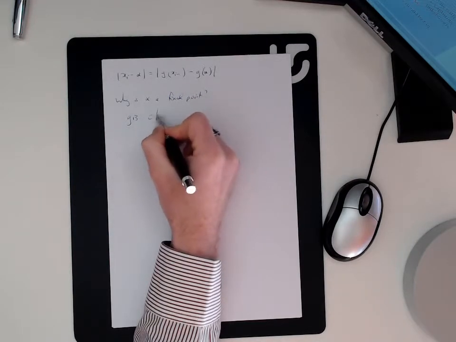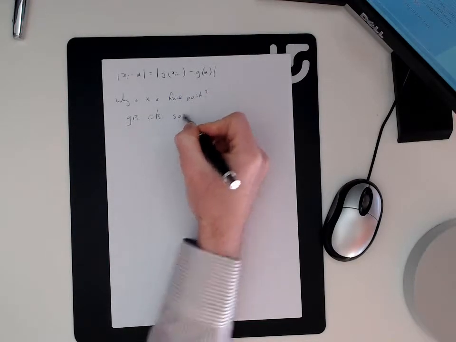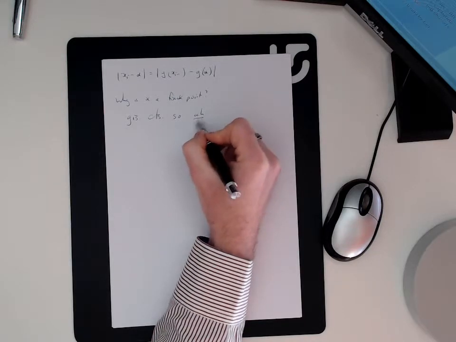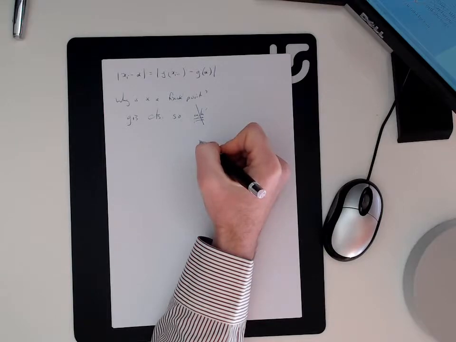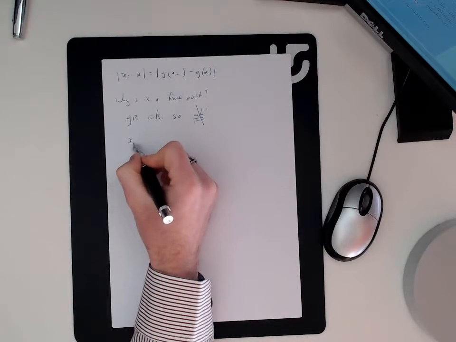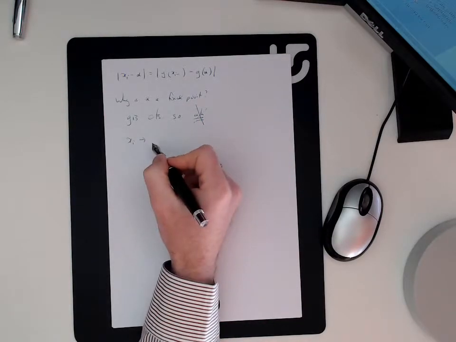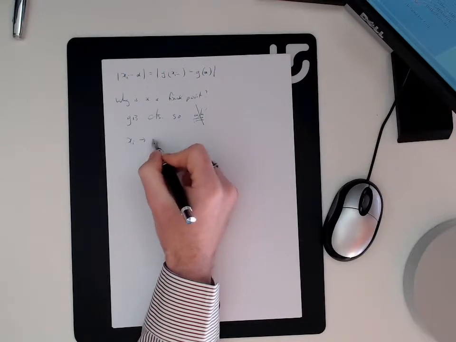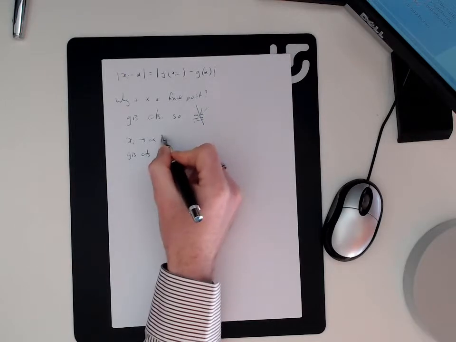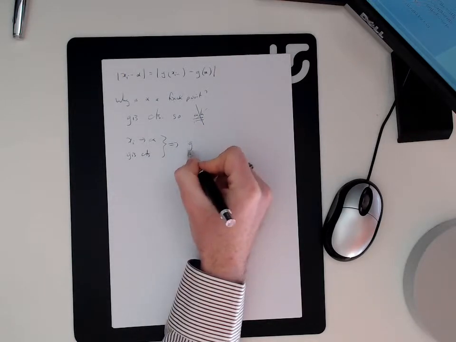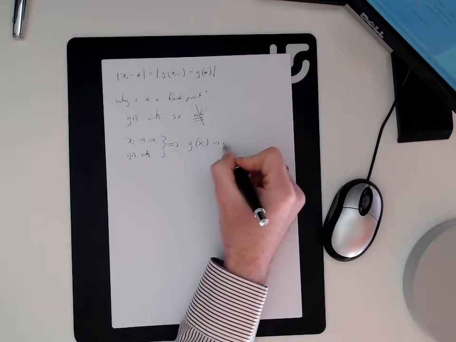G is continuous. So I've got to stop saying haven't I? G is continuous, so sorry about that. Anyway, we know that xi converges to alpha. G is continuous. This implies that G of xi converges to G of alpha.